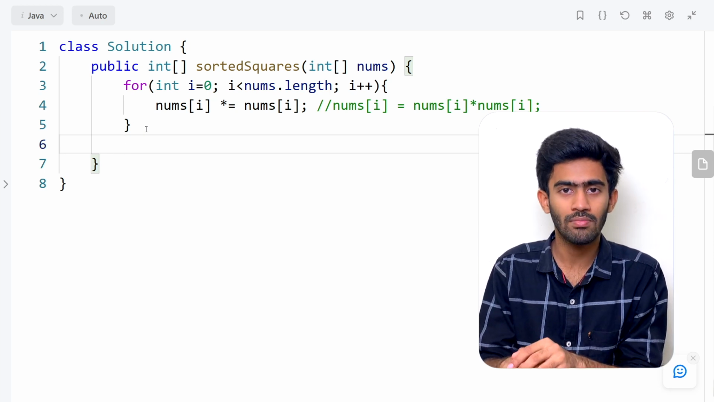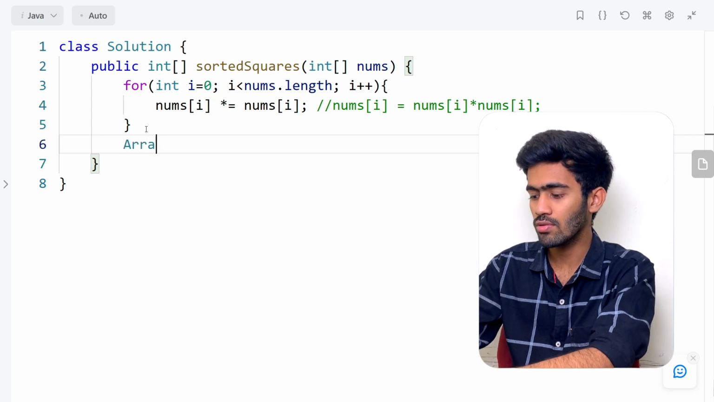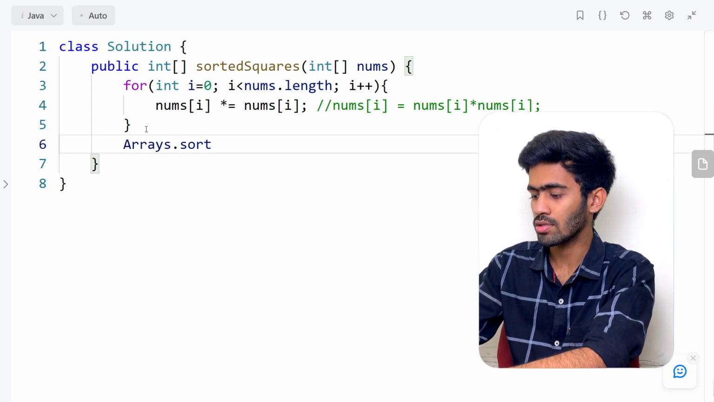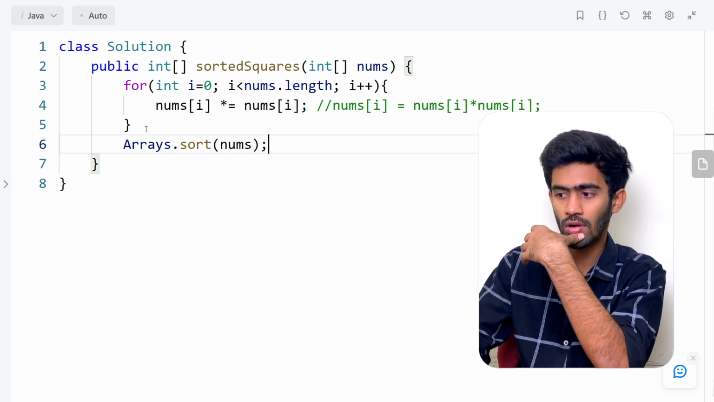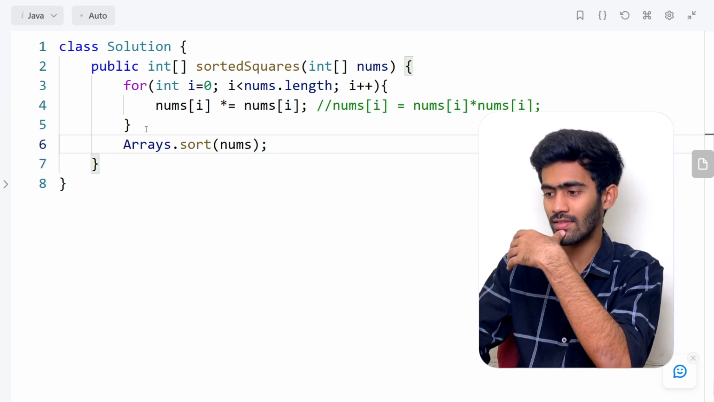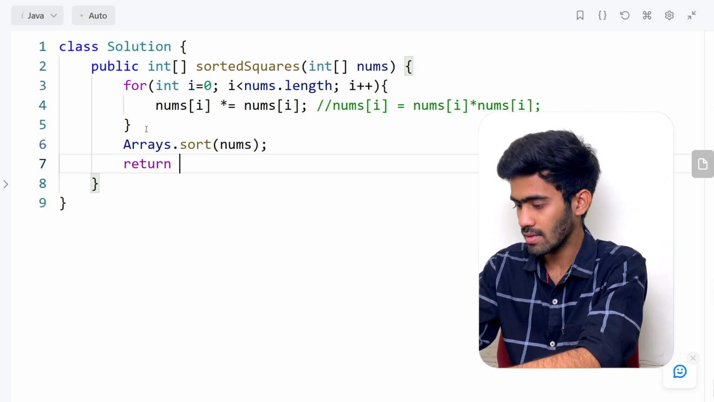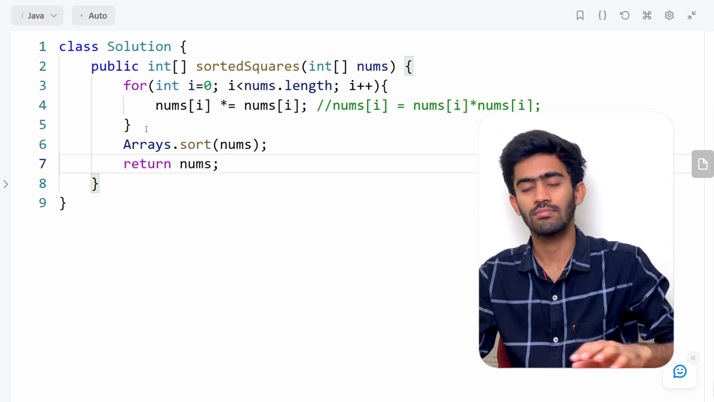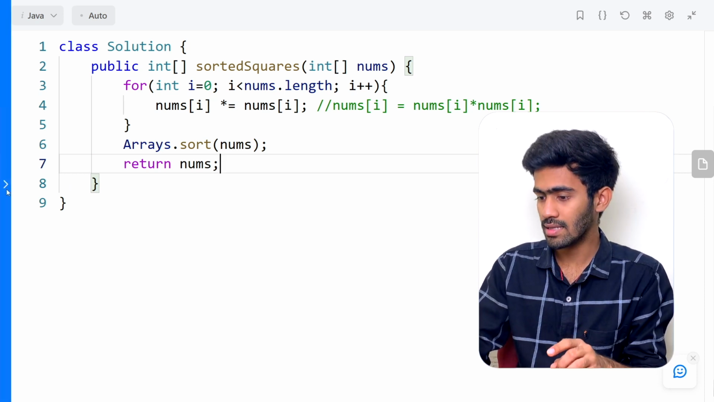Now what's the second step? Our second step is to sort this given array. So we are going to use our default sort function. Arrays.sort(nums). So that is what I am going to do in order to sort this given array. And what's the last step? We have to return this array, and that's exactly what I'm doing. So return nums. Let's verify this by running the sample test cases.